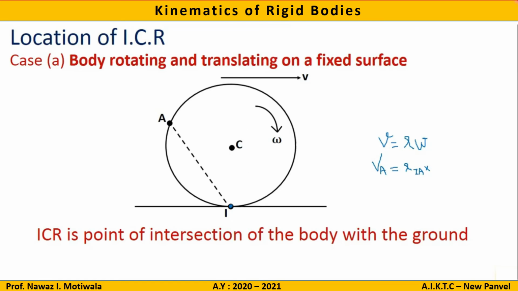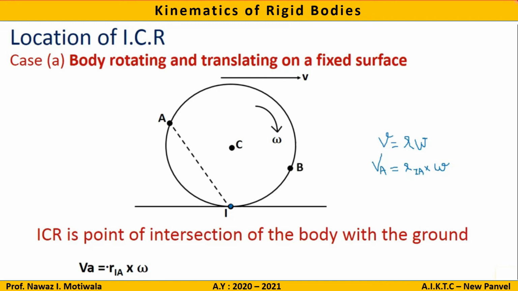we have also seen that if this body is performing a rotational motion about point C, the angular velocity of all the points remains the same. So omega will be omega only. With this I can now write VA is equal to RIA multiplied by omega, where RIA is the distance from ICR to that particular point. Hope you have got this particular concept.